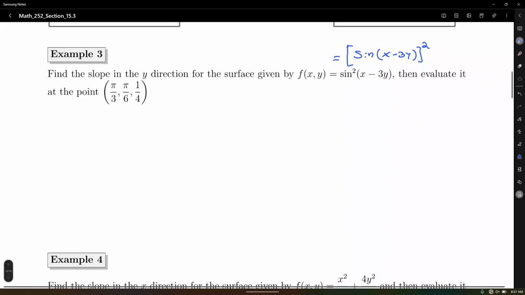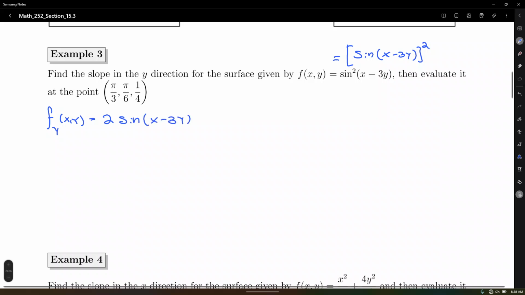All right, so let's see. In this case they're only asking us for the slope in the y direction, not the slope in the x direction. So that means we will only compute the partial derivative with respect to y. All right? And I'm going to change the notation, by the way. This time I'm going to use f subscript y, because in this case we're not given z, we're using the f notation. Okay, 2 sine of x minus 3y.